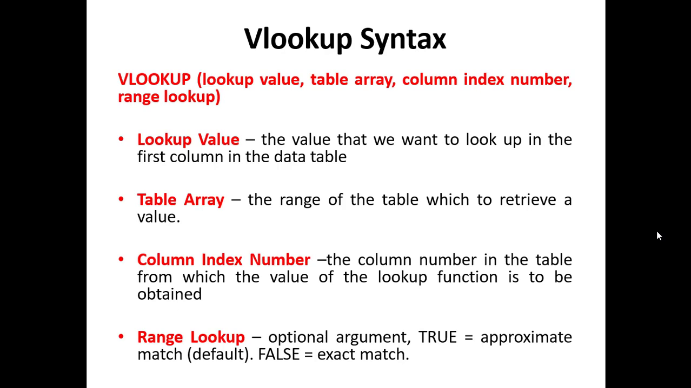It's time for us to look at the syntax of the VLOOKUP function. How is this VLOOKUP function going to work? What information do you have to enter into the system when you are using the VLOOKUP function? As you can see, the VLOOKUP function consists of four important pieces of information. First one, the lookup value. Second item, table array. Third item is the column index number. And finally, the range lookup.